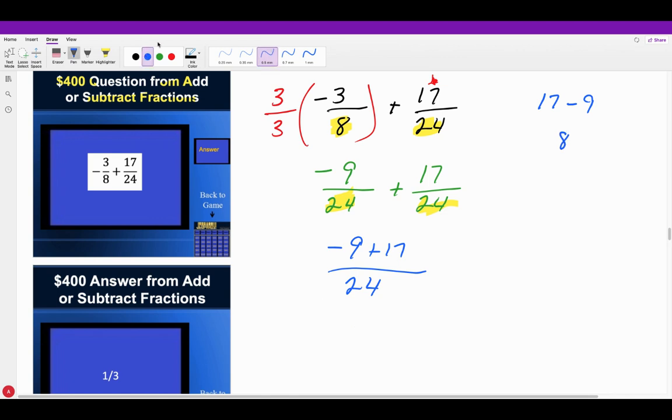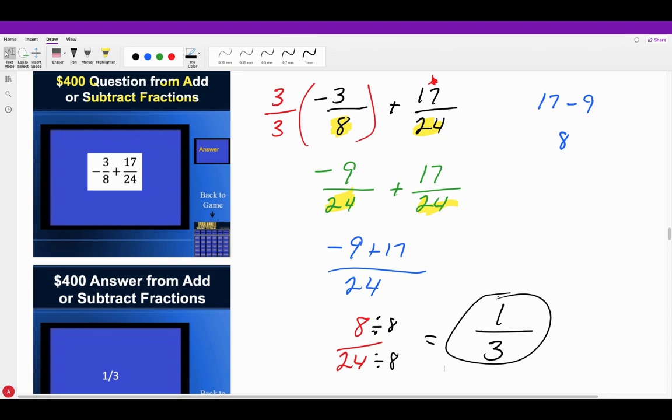So this will then simplify to 8 over 24. All right, but now remember, we have to reduce our fractions. We can't leave them not simplified. So we will then say, okay, well, what number divides evenly into 8 and into 24? And hopefully 8 jumps out at all of you. So 8 divided by 8 is 1, and 24 divided by 8 is 3, and that will give you your final answer of 1/3.